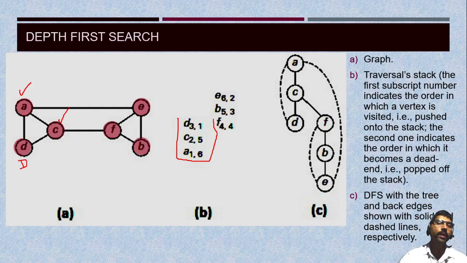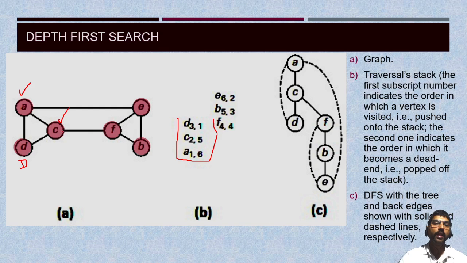From the starting point, we visit each adjacent node and come back to A. If this A contains no adjacent node which is not visited, that is the dead end. So we have to stop the process. That is indicated here, the stack. First I have visited A, then C, then D. At D we found that dead end, so we just pop it. The pop is indicated here by 1. First I will pop the D.